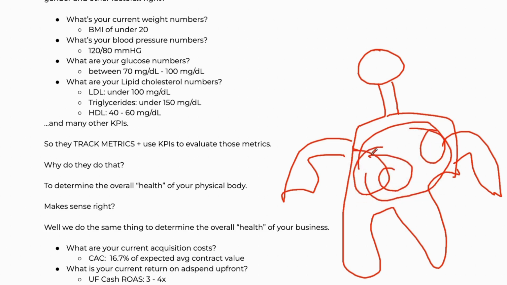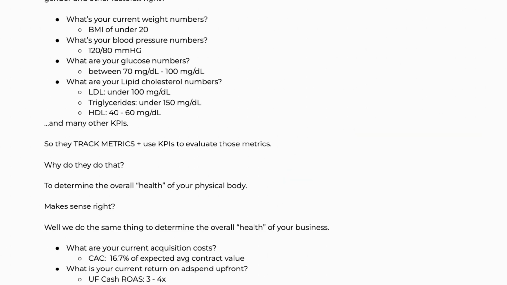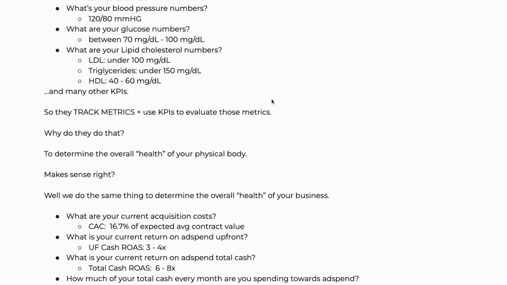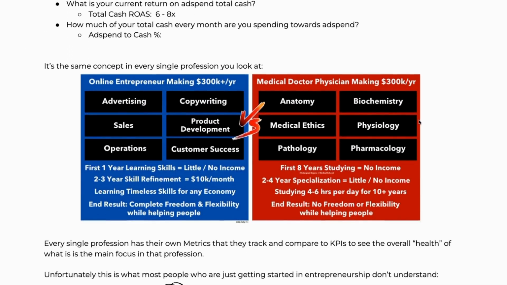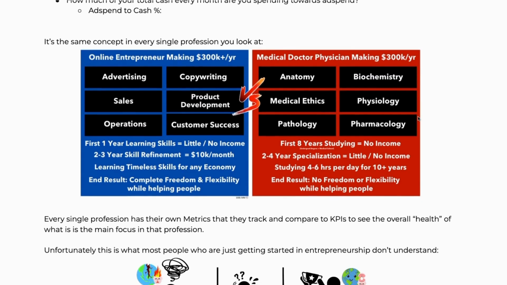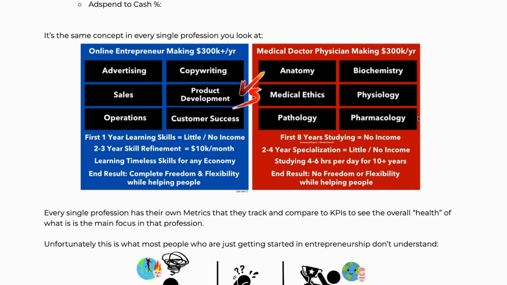And so what we got to do is see, okay, based off of the different metrics within each of the individual systems, we then zoom out to see, hey, what is the overall health, and what are the specific systems that need help, right? And that's exactly what we're doing with business as well. Business is just systems that are working together. We zoom out to see the overall health of the system, and then we can zoom in and optimize and make better each of the individual systems. It's the exact same concept with every single profession that you look at, right? Every single focus has its own metrics compared to its KPIs to look at the health of it.